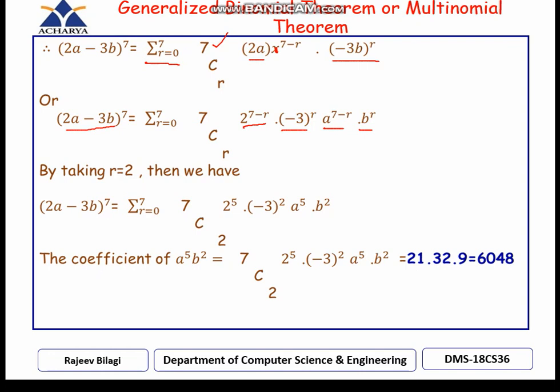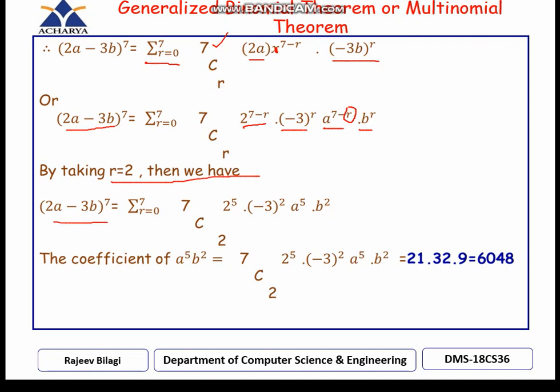So 3r to the power of r, then r to the b to the power of 7r, and here also 2 to the power of 7 minus r, a into 3 to the power of a into 7 to the power of 7 minus r. So with this, in order to find out the coefficient of a to the power of 5, I need to substitute r is equal to 2 only. So by taking the value of r is equal to 2 here, I am getting this one.